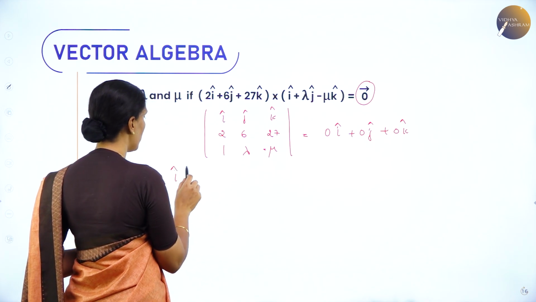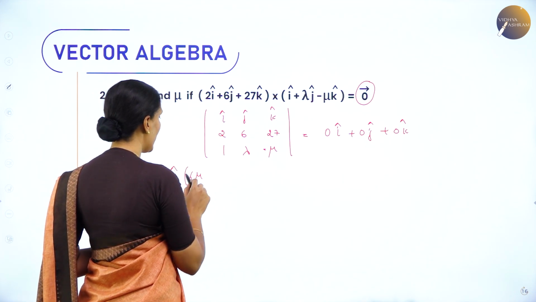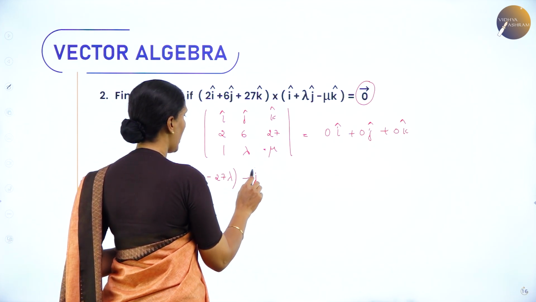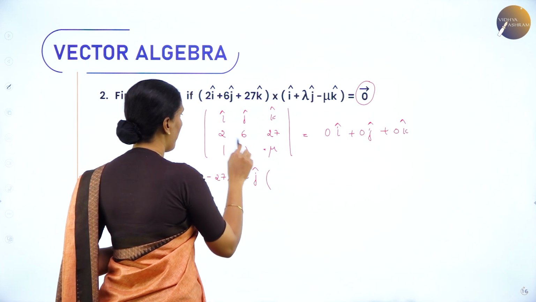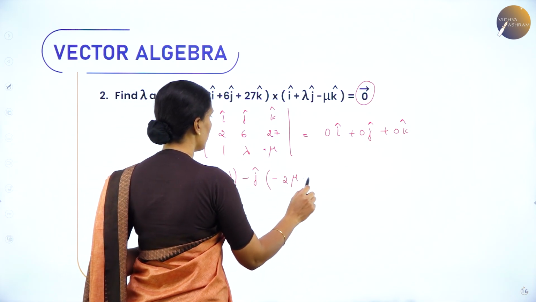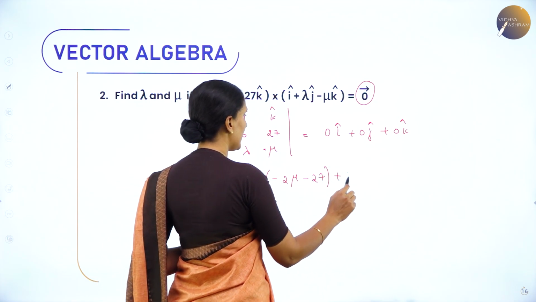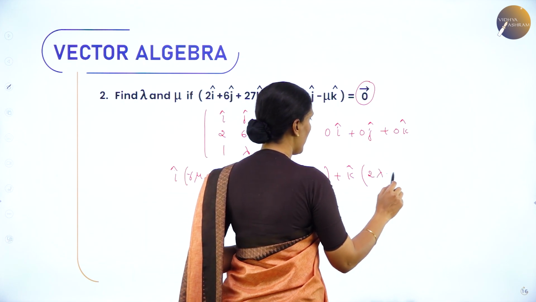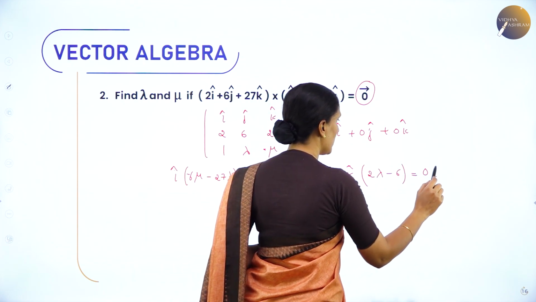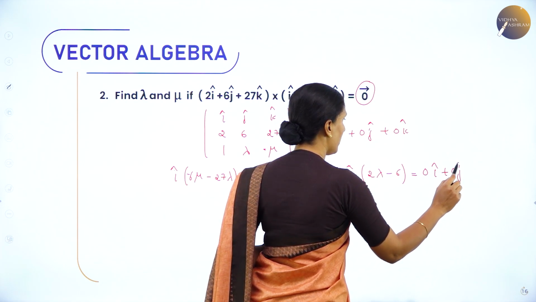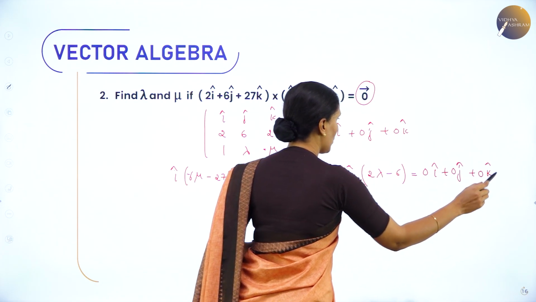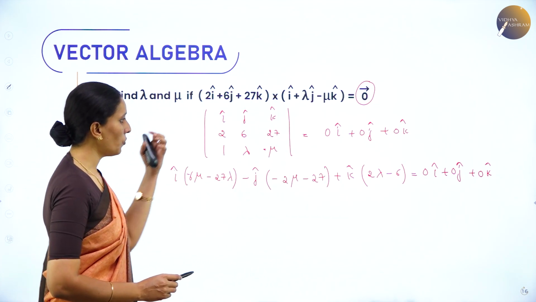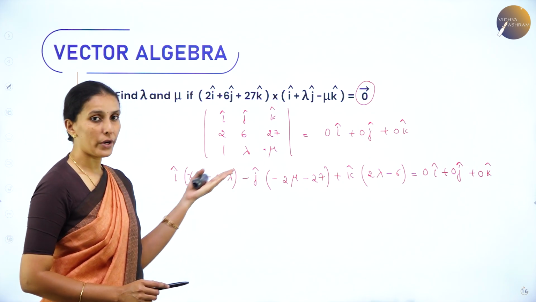So i into 6 mu minus 27 lambda, minus j into, so minus 2 mu minus 27, plus k into 2 lambda minus 6. So this is equal to 0i plus 0j plus 0k. So clearly from this we can say two vectors are equal. So if two vectors are equal, then their scalar components are equal.